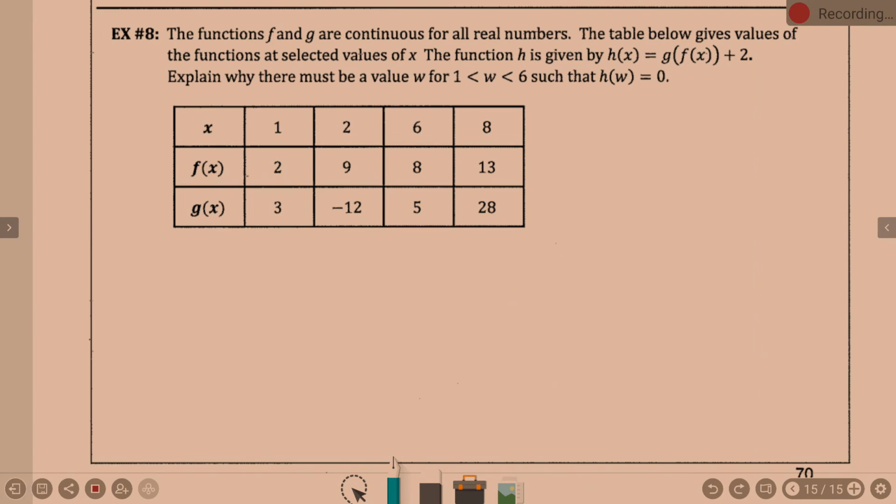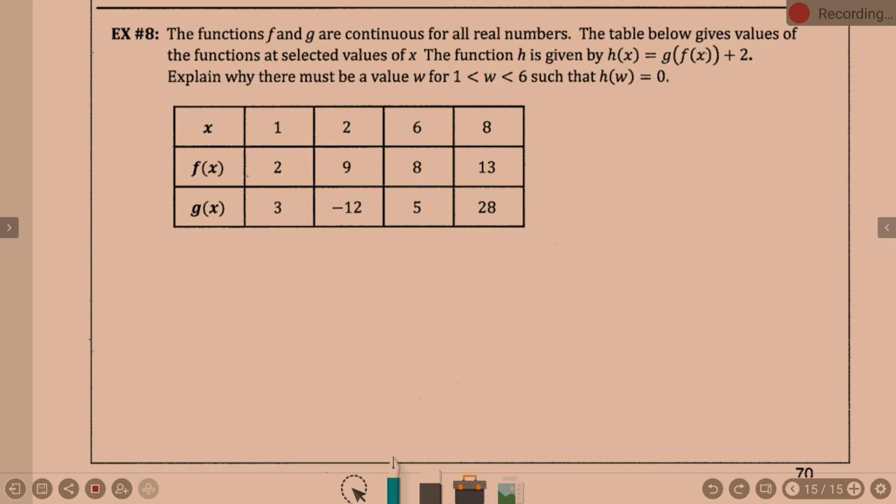Okay. The functions f and g are continuous for all real numbers. The table below gives the values of the functions at selected values of x. The function h is given by h of x is g of f of x plus 2. Explain why there must be a value w between 1 and 6 such that h of w equals 0. Okay. It's continuous.